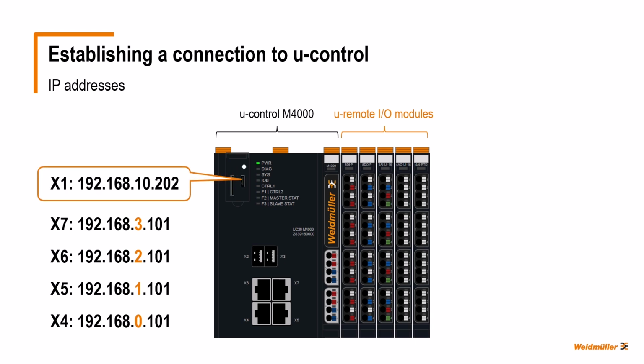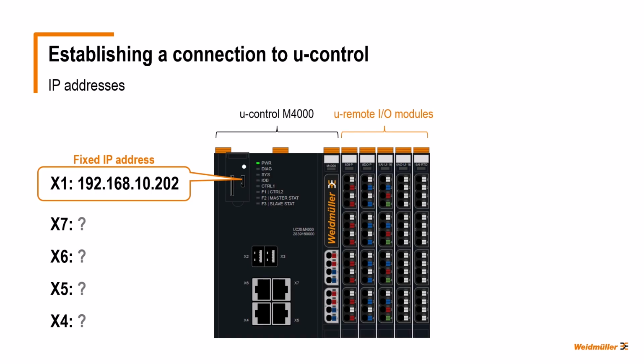This can be found under the service cover and has the following IP address: 192.168.10.202. This address is fixed and cannot be changed, in contrast to the addresses of the Ethernet ports. But it makes sense that way. This USB port always works, even if someone changes the other IP addresses but no one can remember them.